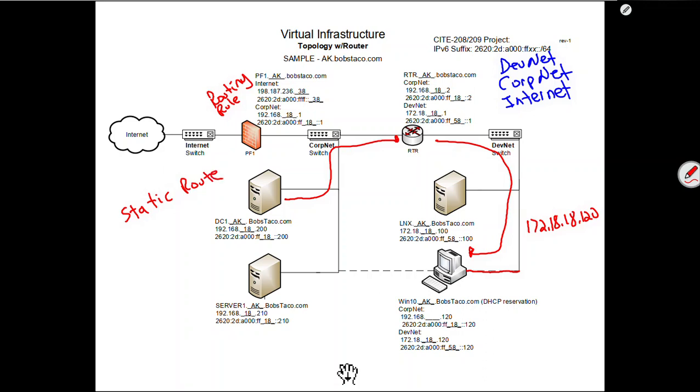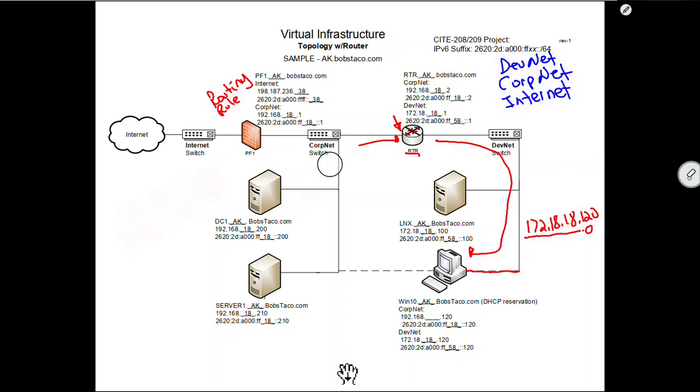And the static route will have a destination with a mask, and then an interface, how to get there. And so the destination is 172.18.18.0, in my case. The mask would be /24 or 255.255.255.0. And the interface will be this interface right here, 192.168.18.2. So that's the static route that we're going to create on both Server1 and DC1. And by doing that, if we trace route from DC1 over to Win10, we should see that the trace goes from DC1 over to RTR, and then from RTR to Win10. That's our goal with that.